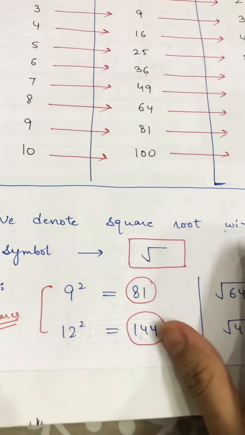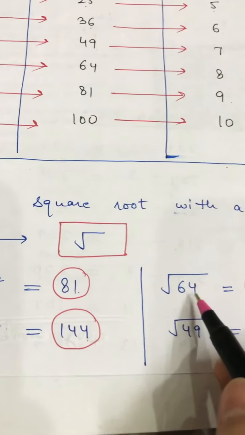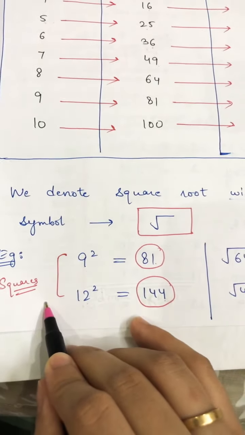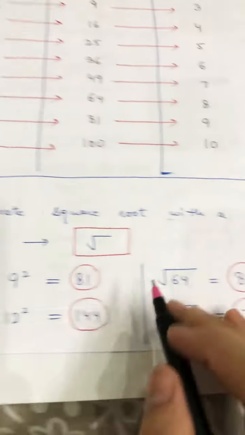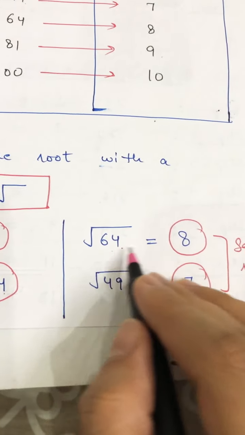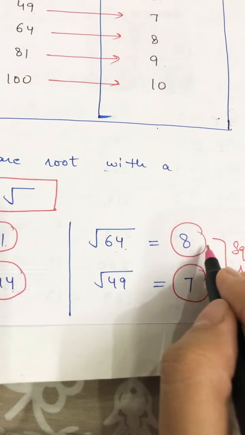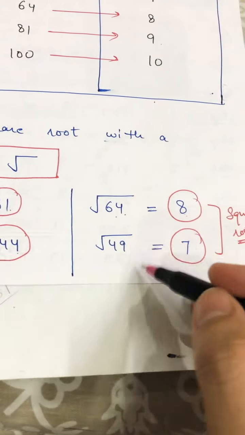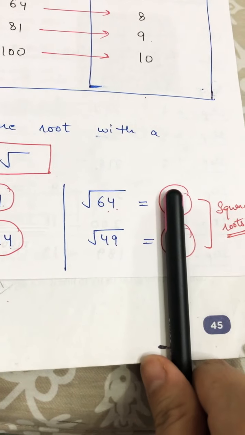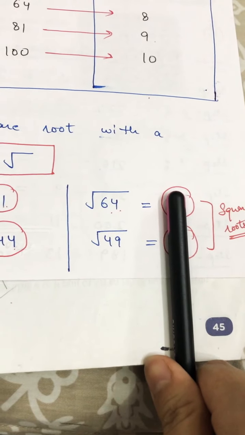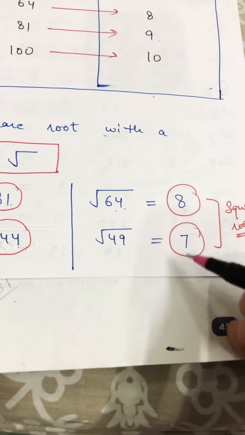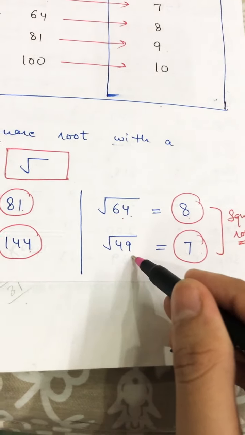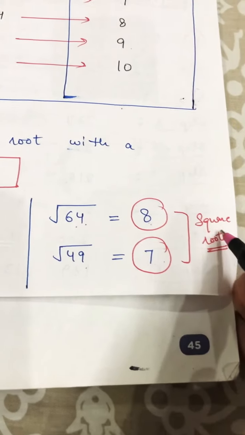Okay, if I ask you to take out the square root of 64, these are the squares. Now I'm going to ask you to take out the square root of 64. The square root of 64 is 8. 8 multiplied by 8 is 64. Now take out the square root of 49. The square root of 49 is 7. 7 multiplied by 7 is equal to 49. So these are the square roots.